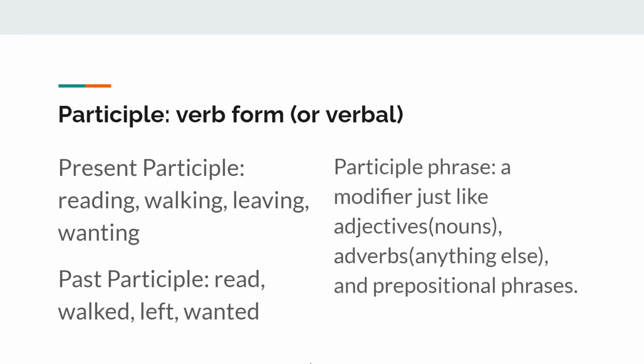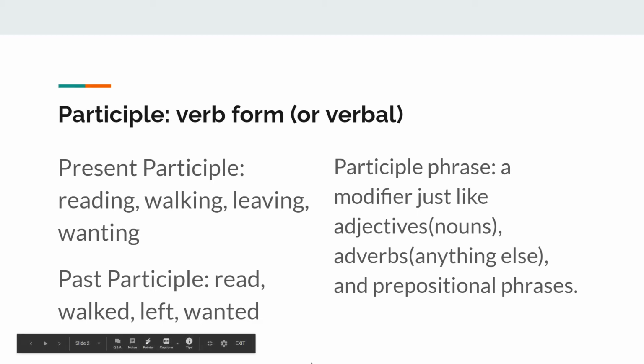Now, this is just a modifier. The same way we use adjectives and adverbs and we use prepositional phrases, we can use a participle phrase to describe just about anything. So let's take a look at how we do that.